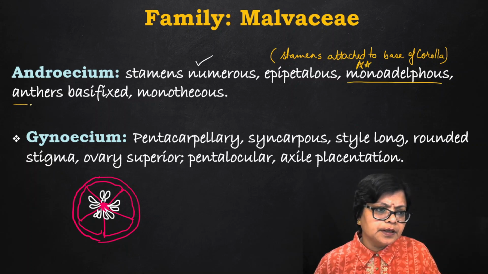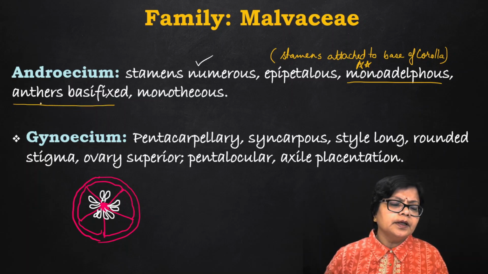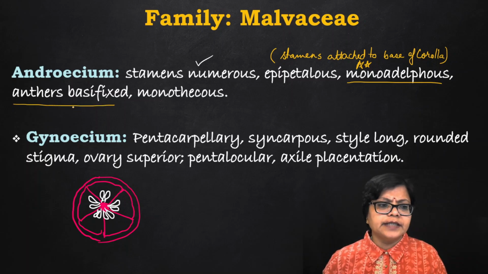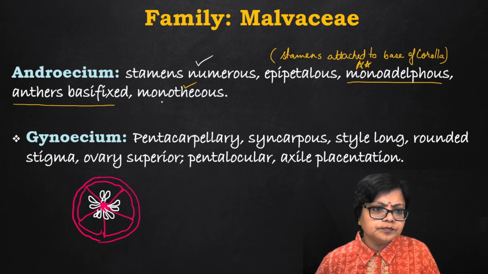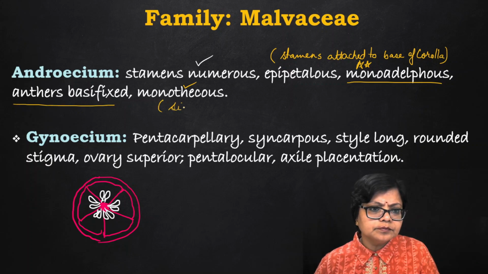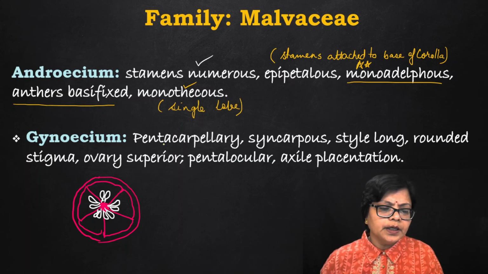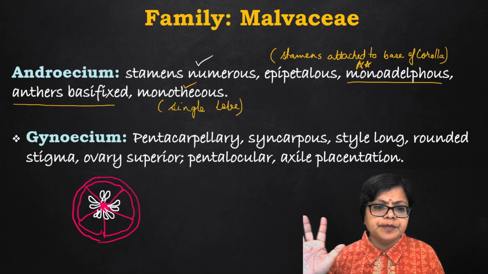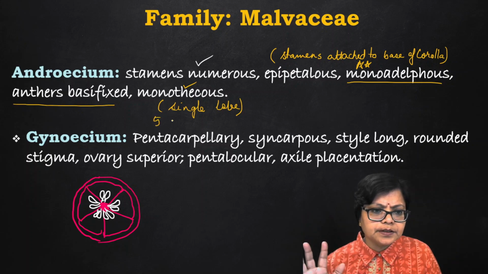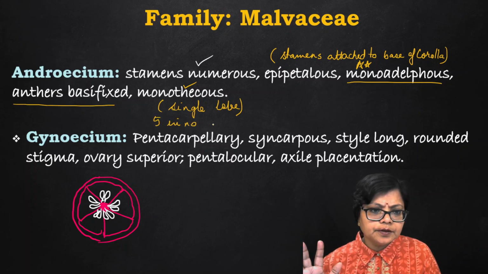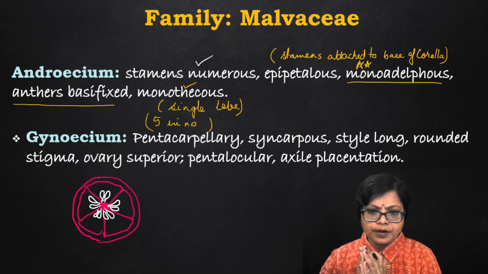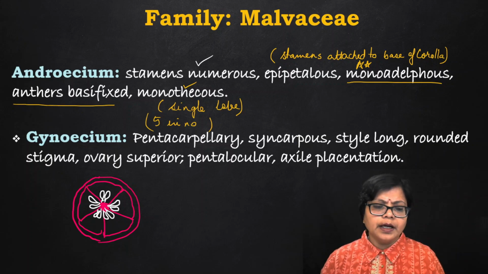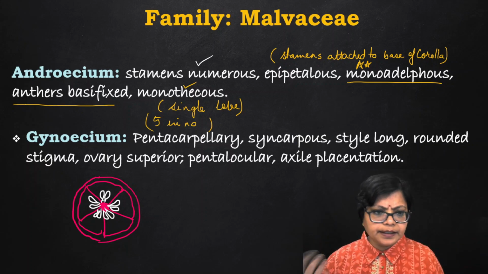Anther basifixed means the base of the anther is attached to the filament. Monothecous means single lobe. Gynoecium pentacarpellary, that means 5 carpels or 5 pistils, 5 in number. Syncarpous means the carpels are joined, the style is long and the stigmas are rounded and free.